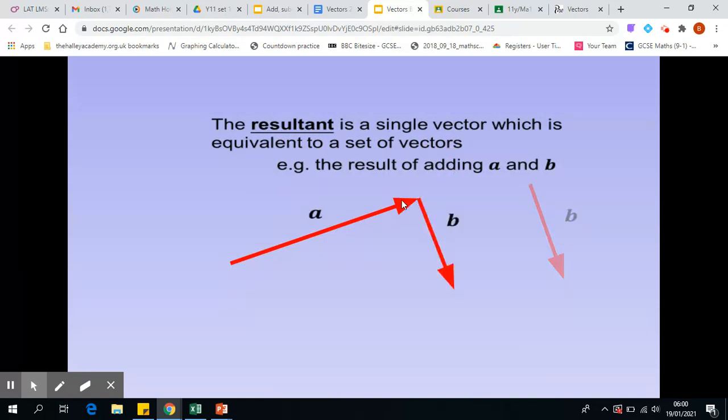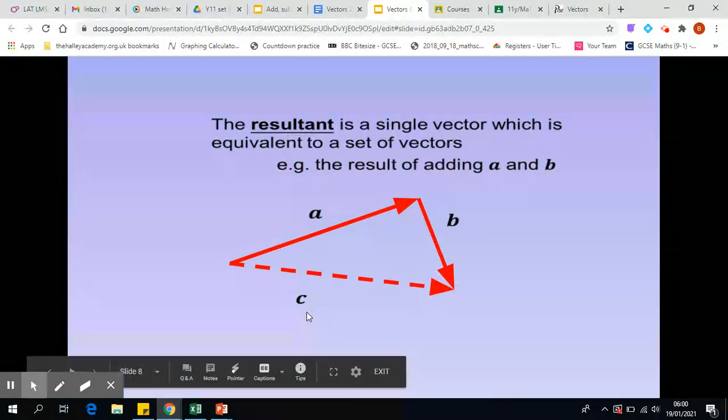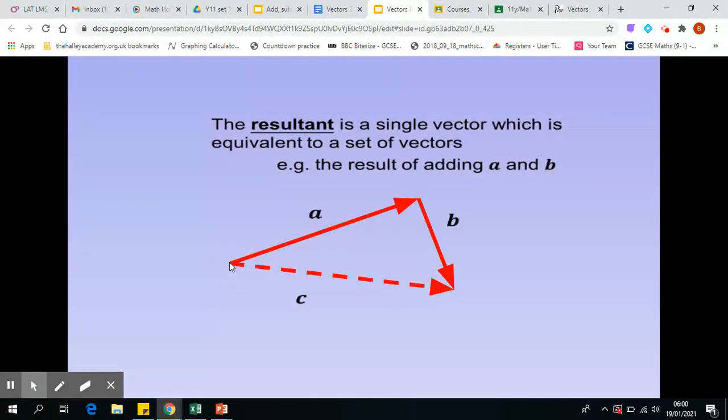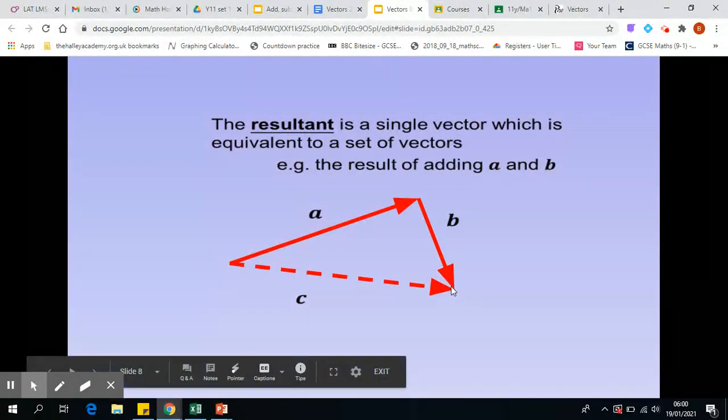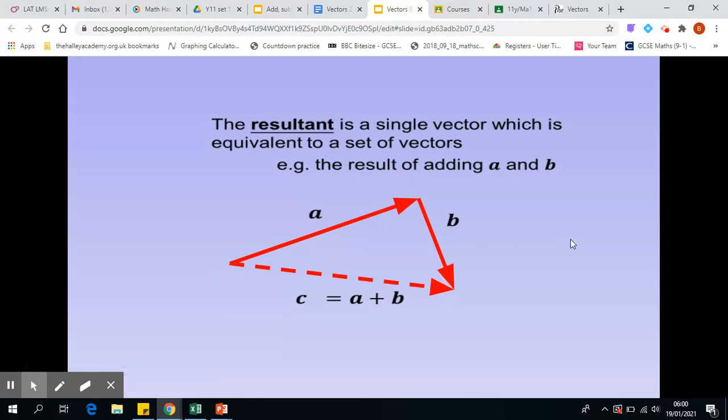The resultant is a single vector which is equivalent to a set of vectors. For example, we have two vectors here, vector a and vector b. The result would be c, that's the starting point of a and the finishing point of b, and c can be written as a plus b. So the resultant vector c is a plus b. Notice they go exactly in the same direction.